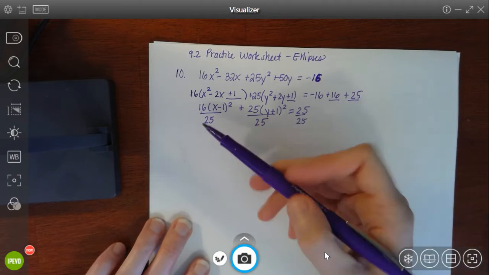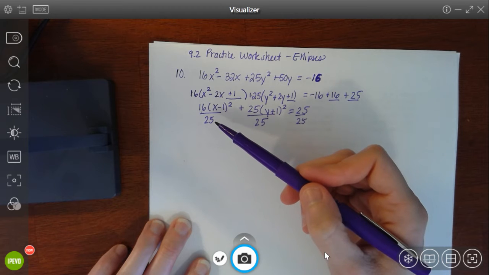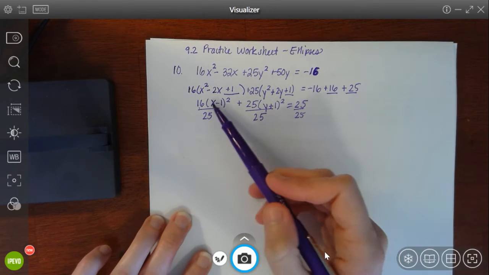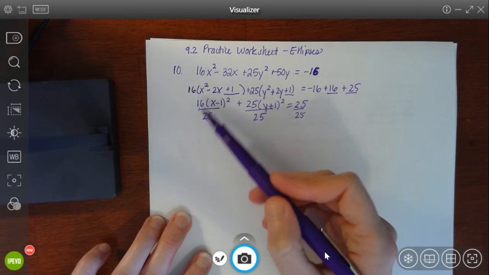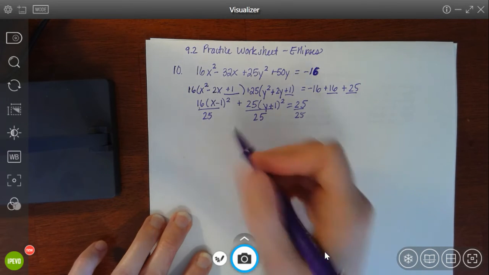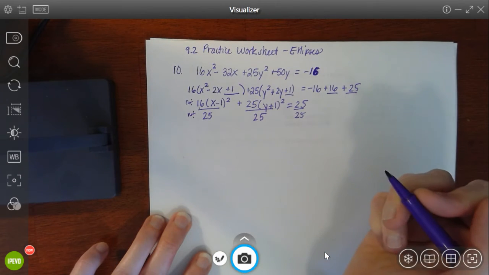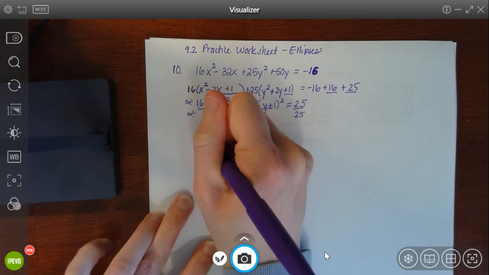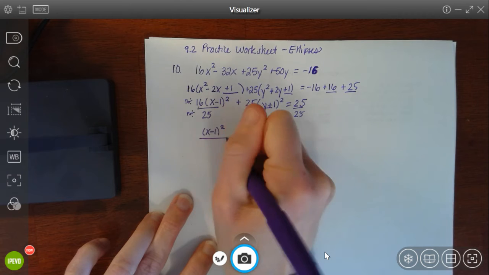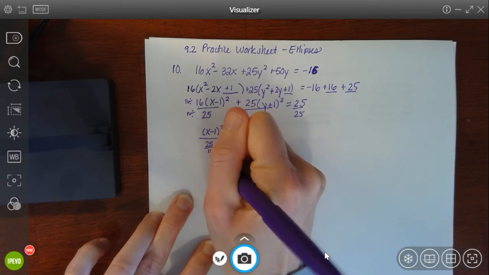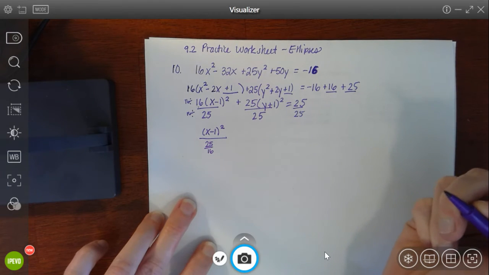Now, what ends up happening is if I try to reduce, 16 over 25 doesn't reduce. But when we write our equations for the ellipse, we always want the numerators to have coefficients of 1. So if I want to reduce this fraction, what I need to do to get that coefficient of 1 is divide the numerator and the denominator by 16 so that I can make that numerator become 1. And so I'm going to get that quantity of x minus 1 squared, and my denominator now is going to be 25 over 16. Normally we don't like fractions within fractions, but for this problem we're going to go with it.